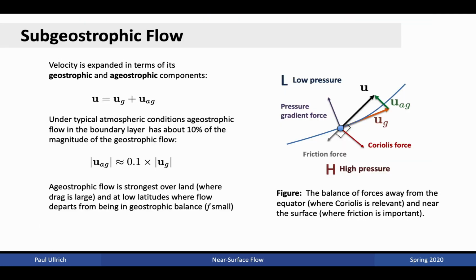All right, let's return to our discussion of subgeostrophic flow. Recall, we can take the normal wind and decompose it into both the geostrophic and the ageostrophic wind speed. It turns out that the ageostrophic wind is typically very small compared to the geostrophic wind. That is, it only tends to have about 10% of the magnitude of the geostrophic flow. Ageostrophic flow tends to be strongest over land, where the drag is large, and at low latitudes where the flow departs from being in geostrophic balance, that is, where the Coriolis parameter is small.